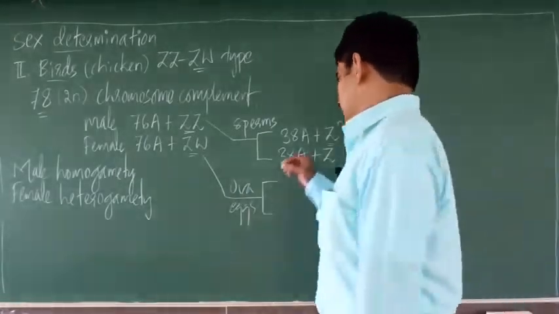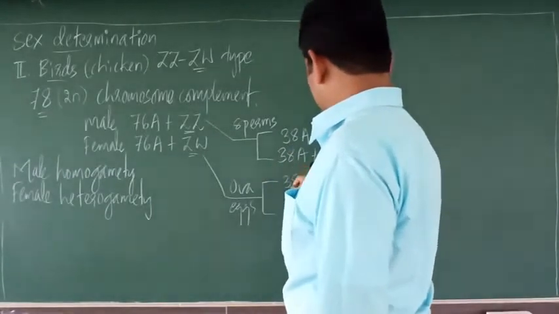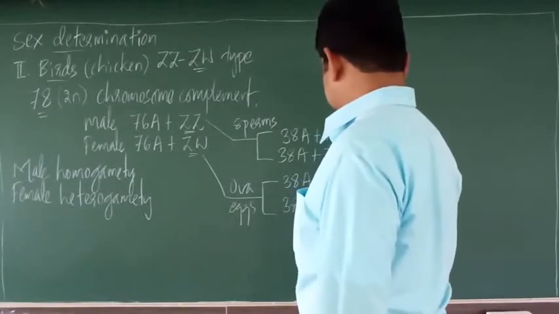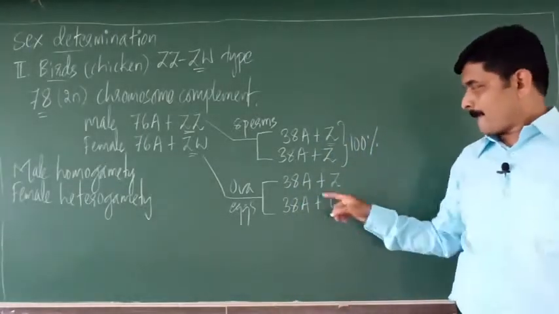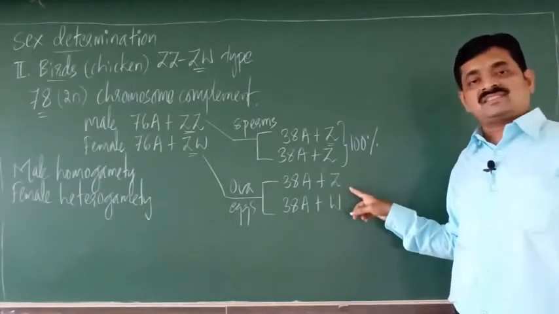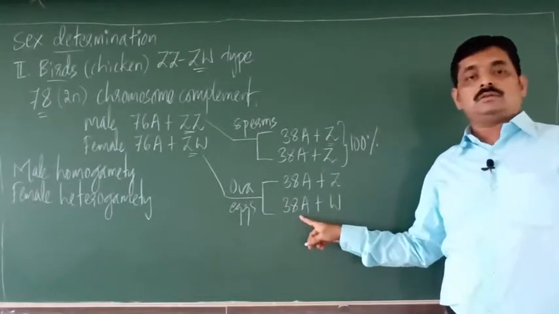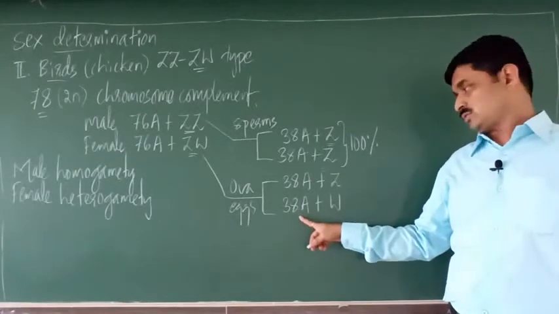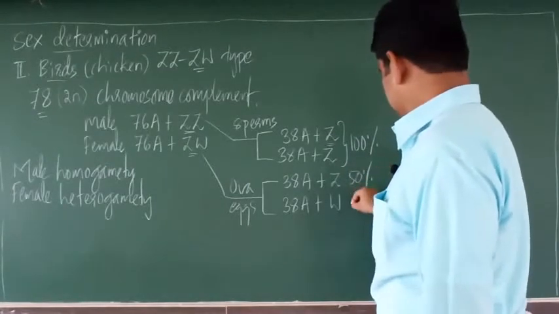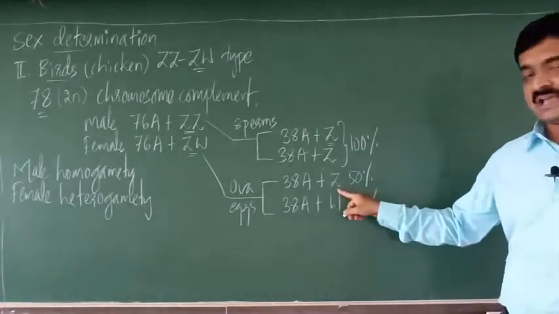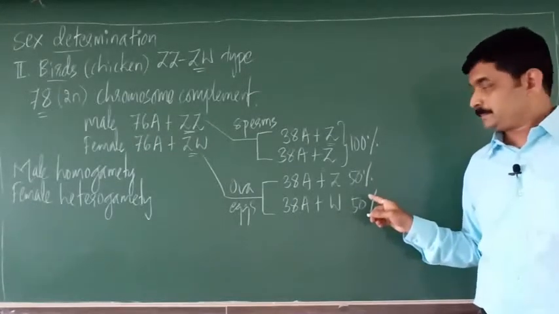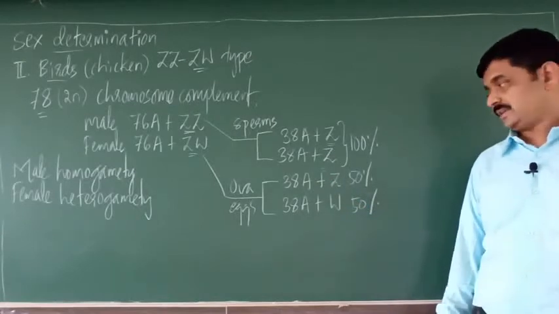So we shall consider the chromosomes here. So like this. 50% eggs will have 38 autosomes and one sex chromosome, that is Z. Another 50% eggs, they have 38 autosomes and one sex chromosome, that is W. So 50% eggs have Z chromosome, another 50% eggs have W chromosome. So this is called female heterogamy.